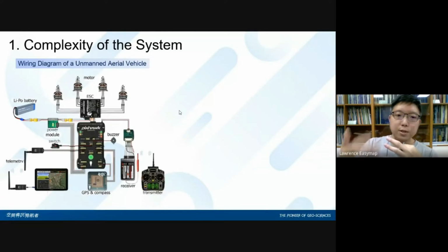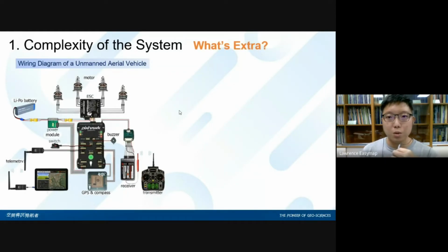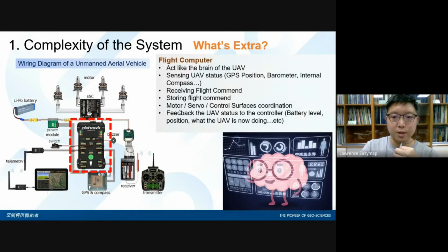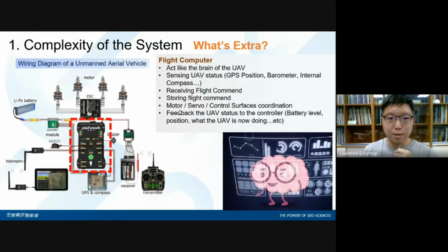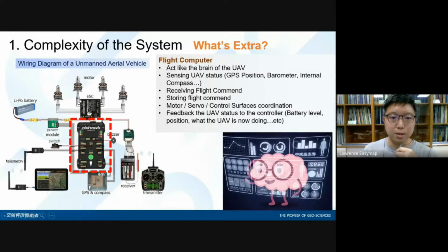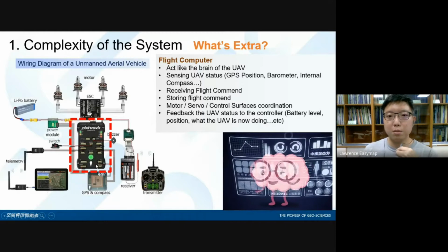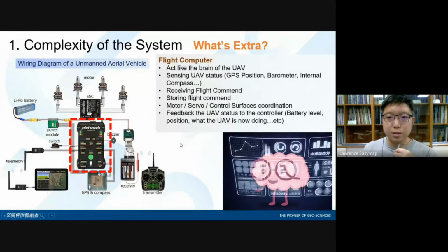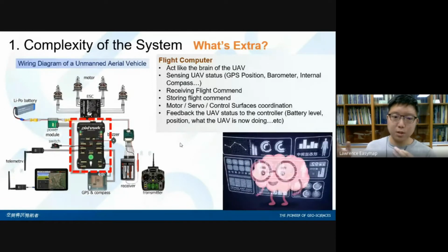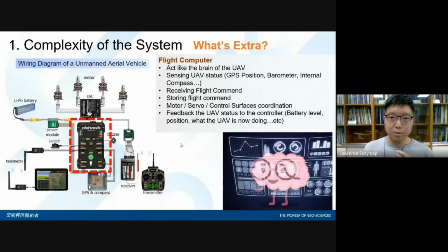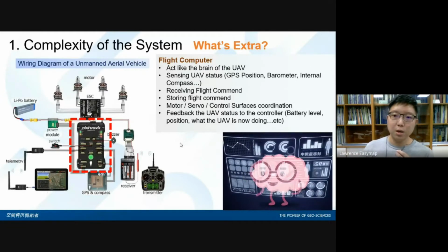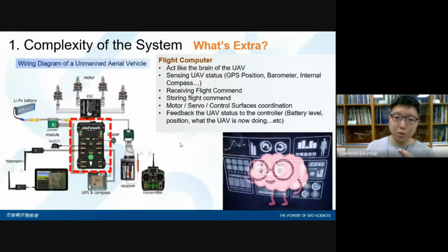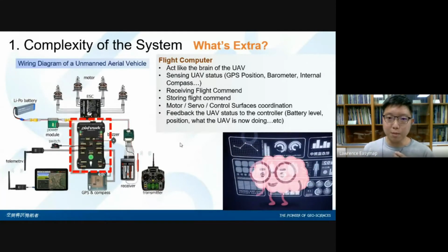Okay, the previous slide was talking about the wiring diagram of a remote control airplane. So how about the UAV? What are the extra elements? Very importantly is the flight computer, as you can see in the center of the diagram. You can imagine it's just like your brain, the human brain. It can sense the UAV status, because it receives information from the GPS sensor, from the barometer, or some internal compasses. It receives the information and also outputs some commands.